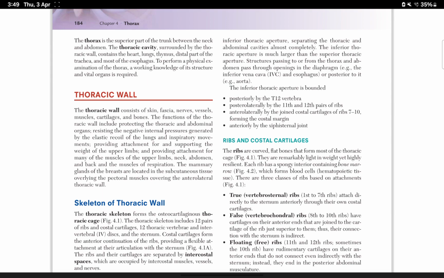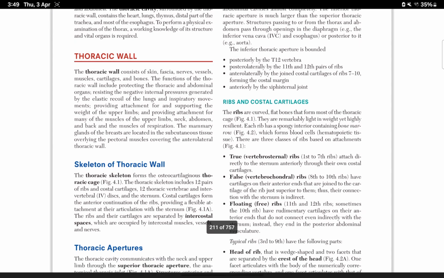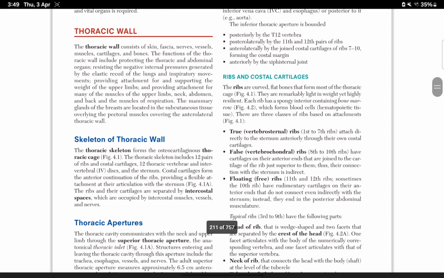The inferior thoracic aperture is bounded posteriorly by the T12 vertebra, posterolaterally by the 11th and 12th pairs of ribs, anterolaterally by the joined costal cartilages of 7 to 10, forming the costal margin, and anteriorly by the xiphisternal joint. Ribs and costal cartilages.